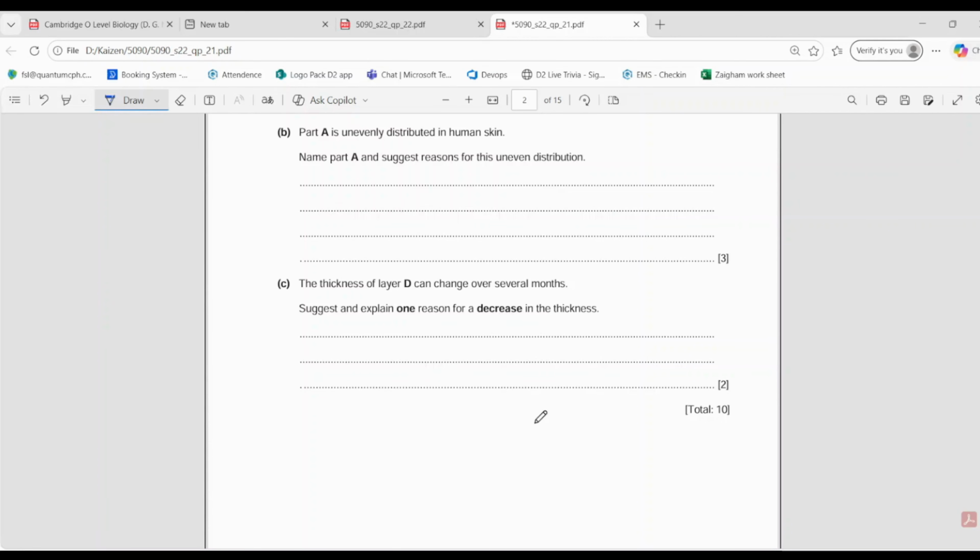So if we talk about our hands, they have more receptors because they need to feel more stimuli. Exposed area or their need, correct. And third mark is for labeling.